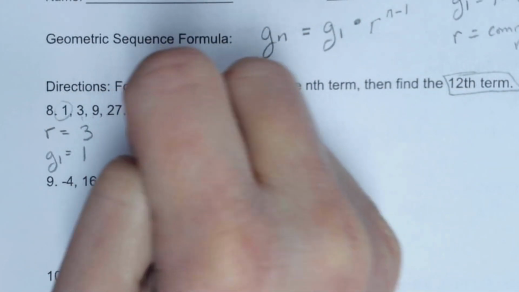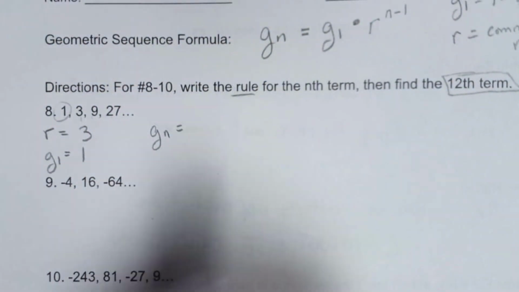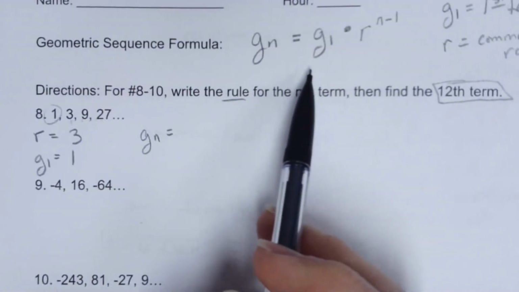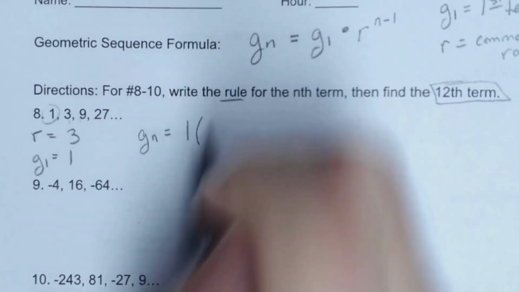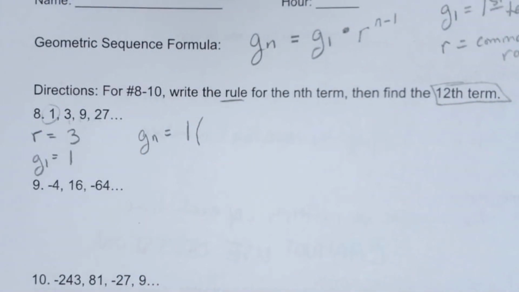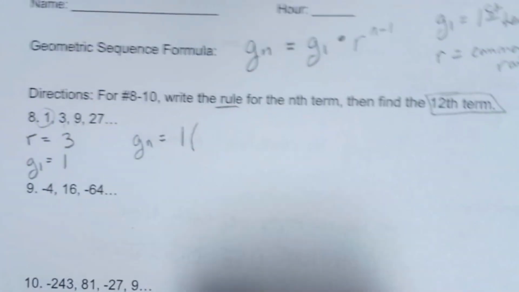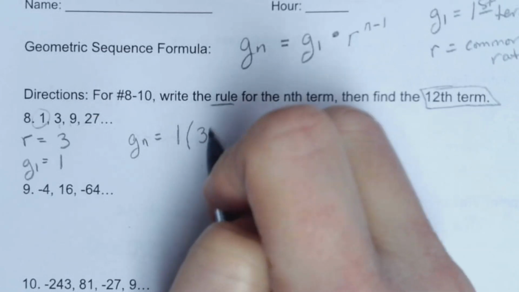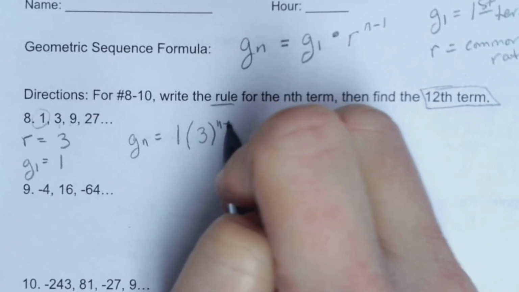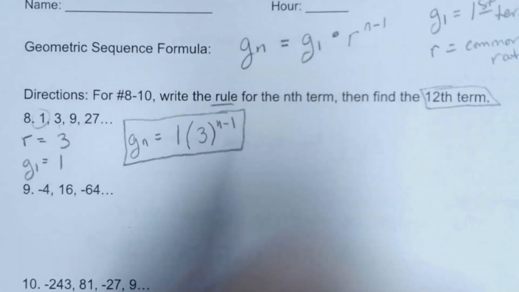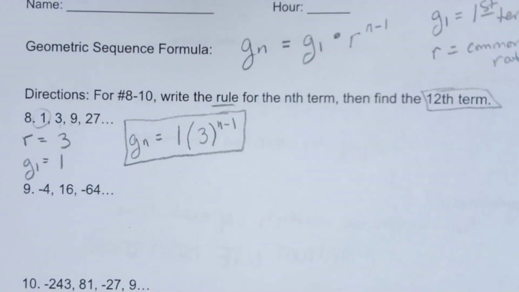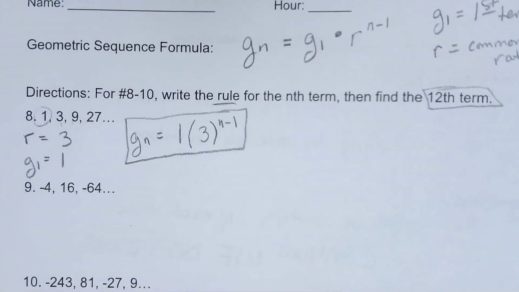We're going to have Gn equals, I write my first term down, which is the number 1, and then I'm going to do a parentheses, because we can use parentheses, we don't always have to do the dot, and I'm going to write my ratio, which is 3, parentheses, n minus 1. Unlike our arithmetic, we do not have to distribute and combine like terms.